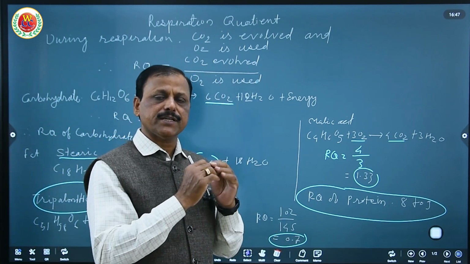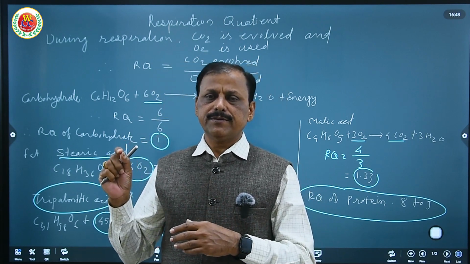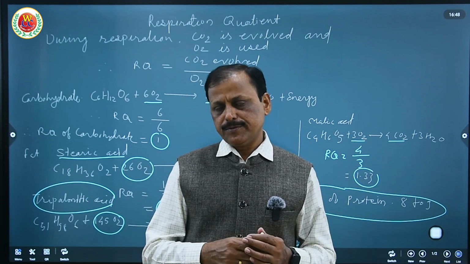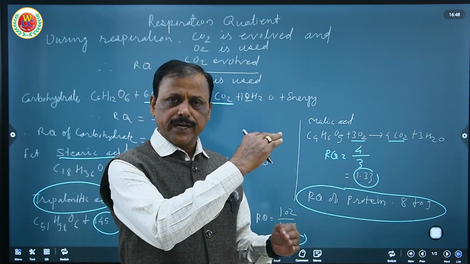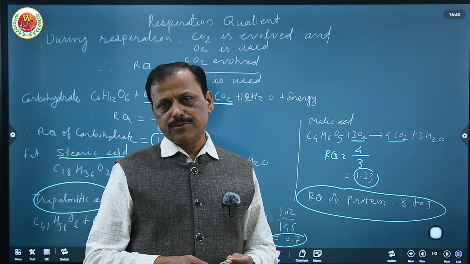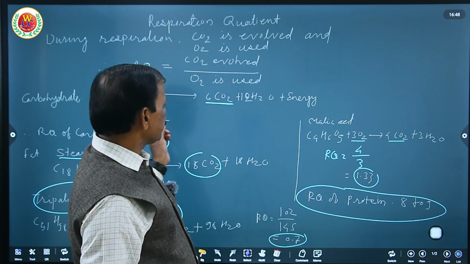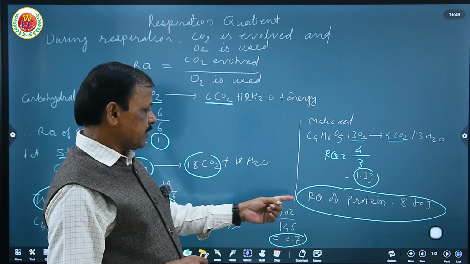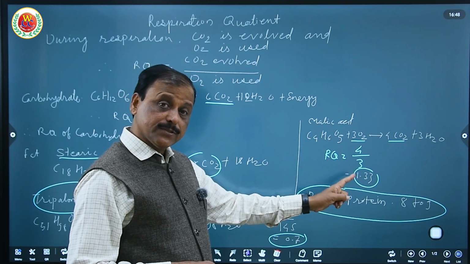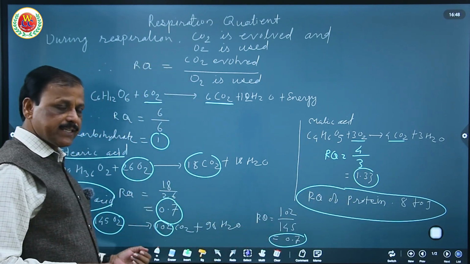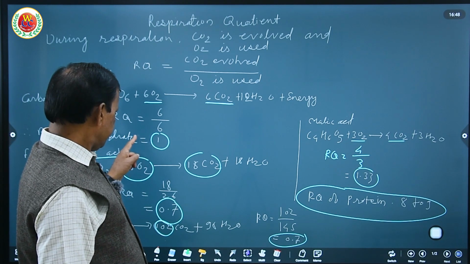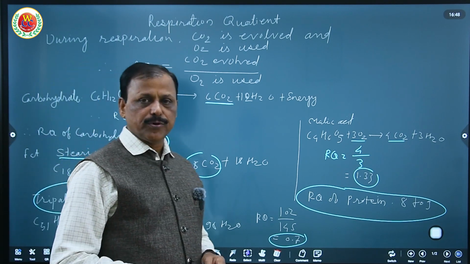On one side they will give the substrates for RQ: carbohydrate, fat, protein, and on the other side, part 2, the RQ values will be given randomly, and they will ask the question to match the following. This is a very common practice. Therefore we have to remember the RQ of everyone. RQ of protein is 0.8 to 0.9, RQ of malic acid, an organic acid, is always more than 1, RQ of fat is always less than 1, and RQ of carbohydrate is always 1.